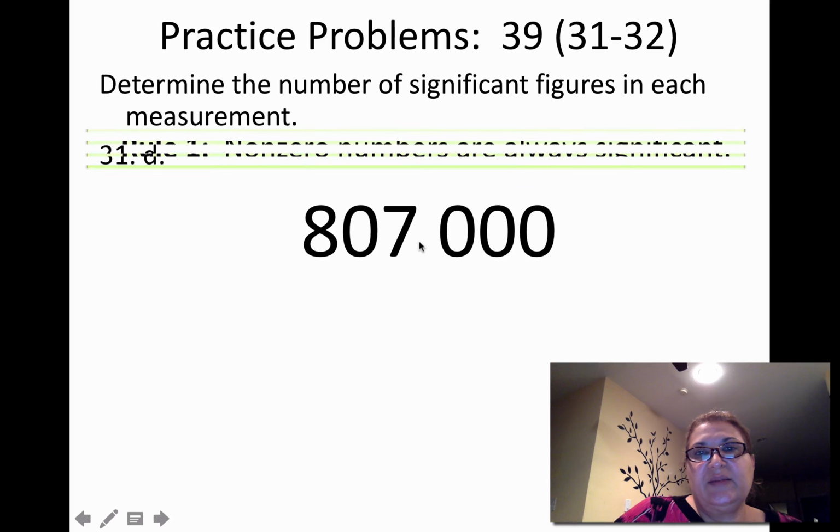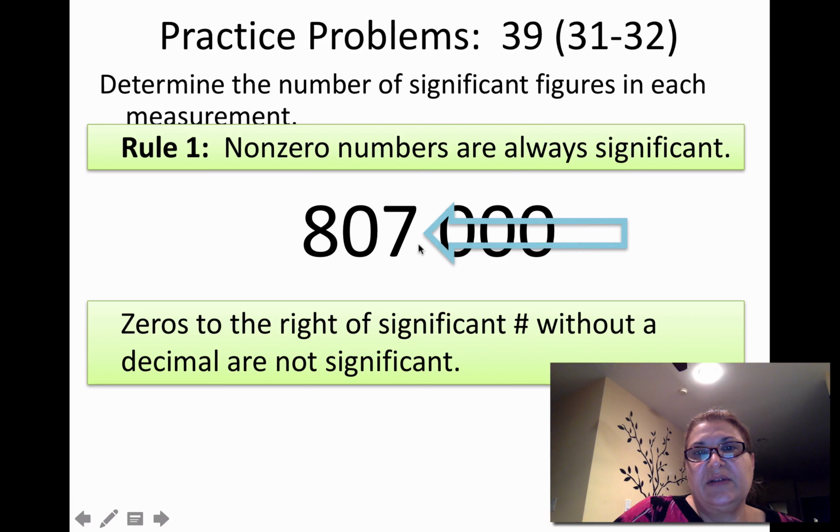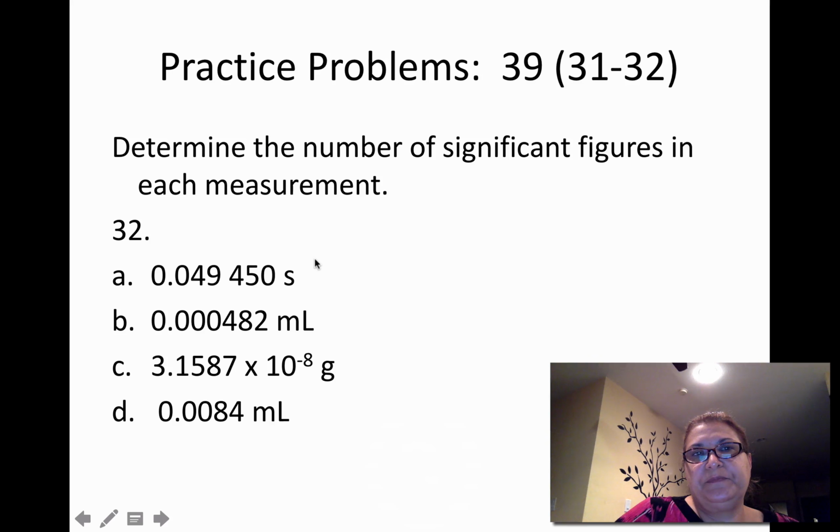Now, no decimal, so we count from the Atlantic, and then this is 1, 2, 3. 3 significant figures.